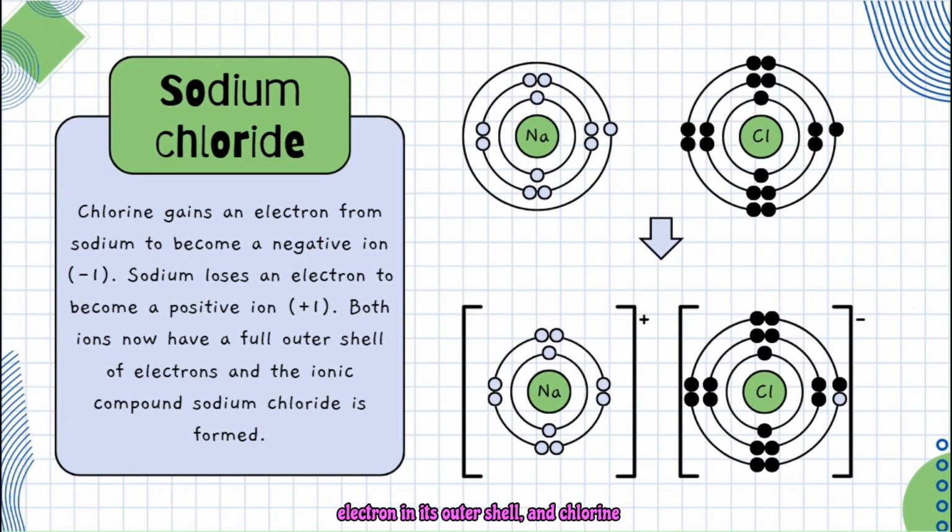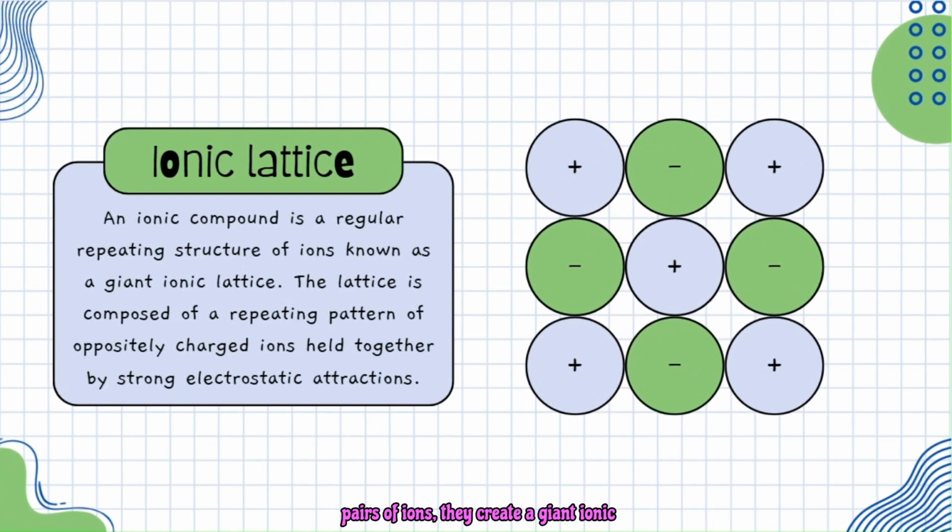Sodium is a metal with 1 electron in its outer shell, and chlorine is a nonmetal with 7 electrons in its outer shell. Sodium gives its 1 electron to chlorine, so both atoms end up with full outer shells. After the transfer of electron, sodium becomes a positively charged ion and chlorine becomes a negatively charged ion. These oppositely charged ions are strongly attracted to each other, forming an ionic bond and creating sodium chloride, or table salt.